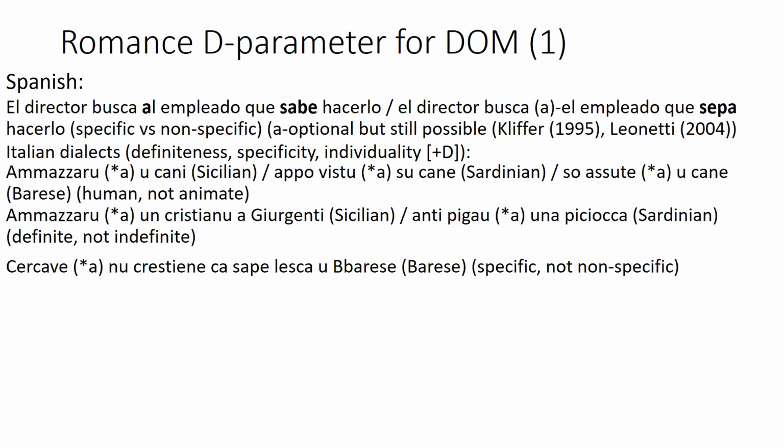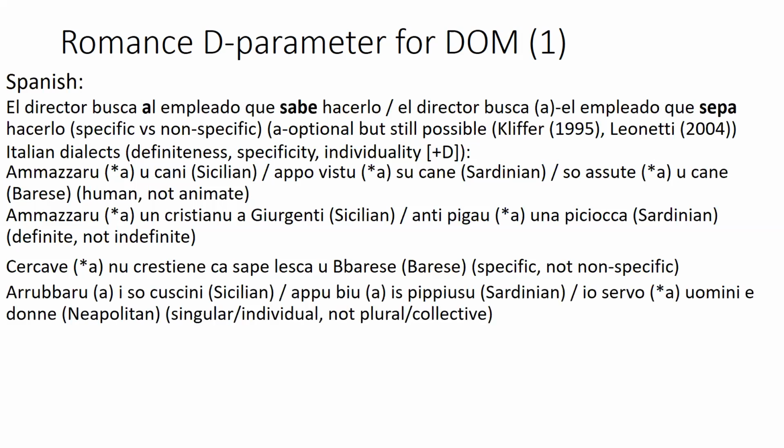So here it's human and definite. If the noun is human, but not definite, it shouldn't be marked by a. And the same goes for specificity. So, for example, cercare nu cristiane che sape lesca u bambarese. Okay, sape lesca here is subjunctive, according to people who work on Barese. I think in the cercave nu cristiane. Okay, you wouldn't use a here. So a here is actually ungrammatical compared to optionality in Spanish.